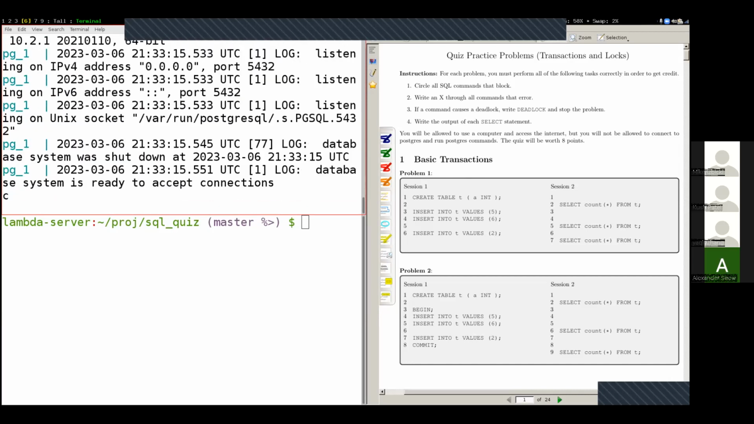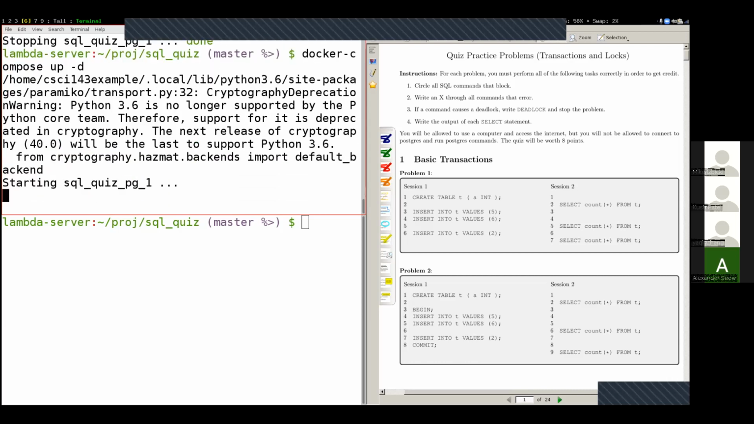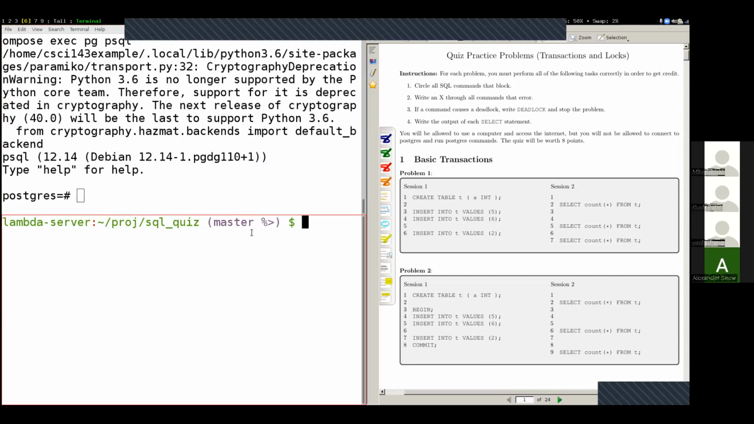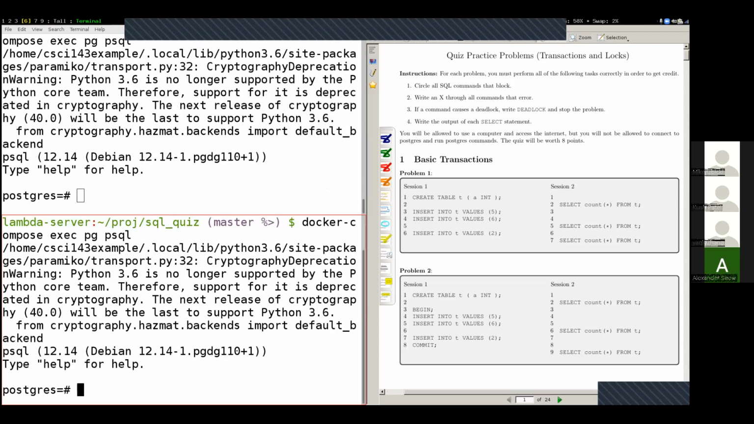Let's Control C. I need to do up -d, so it's a daemon, so I can connect to it. And I'll do Control R, find my psql command, docker compose exec pg psql like this. And then down here in the bottom, I'll run the same command. Also connect with psql.